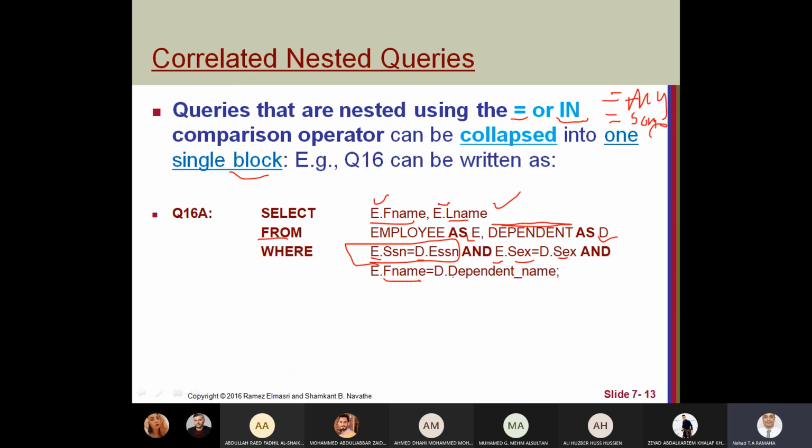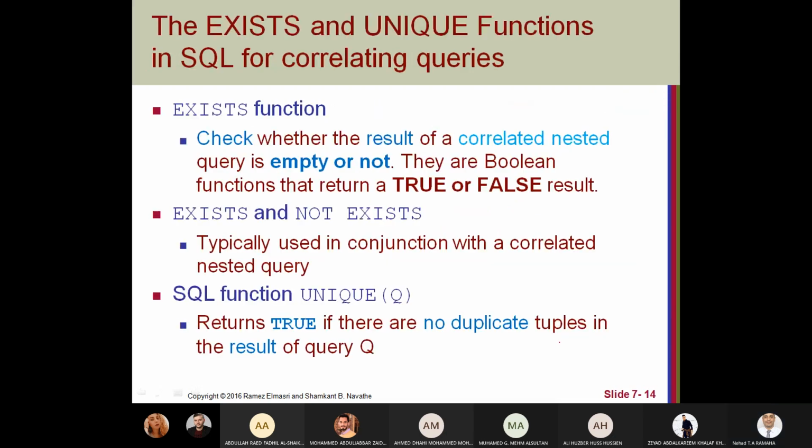It's for comparison, because we have the dependent name here that comes from dependent, and the gender also comes from dependent. So we have the dependent name the same as the first name of the employee. So this will return the employee name if he has a dependent with the same name and the same gender or sex as him. Okay.